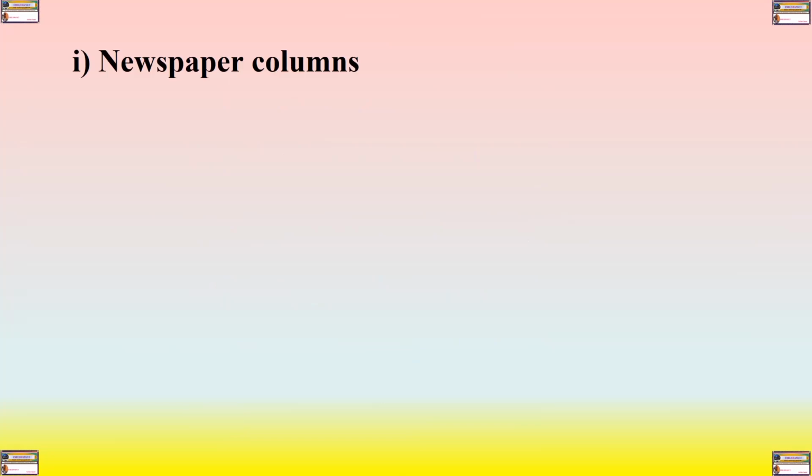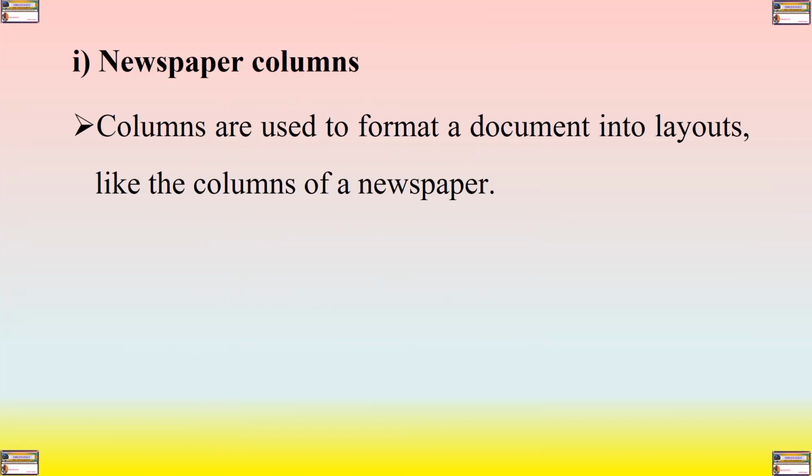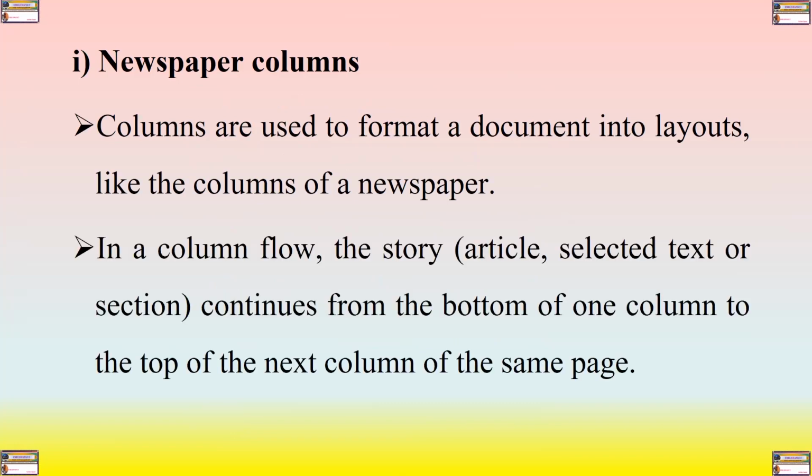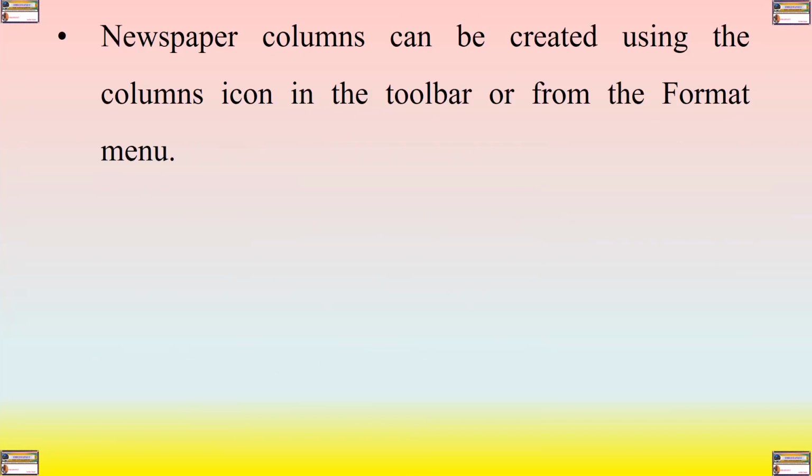Let's begin by looking at newspaper columns. Columns are used to format a document into layouts like the columns of a newspaper. In a column flow, the story, that is the article, selected text or a section, continues from the bottom of one column to the top of the next column of the page. Newspaper columns can be created using the columns icon in the toolbar or from the format menu.